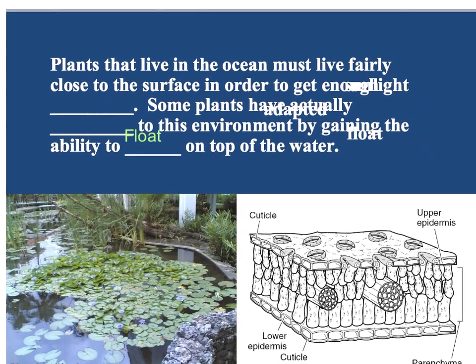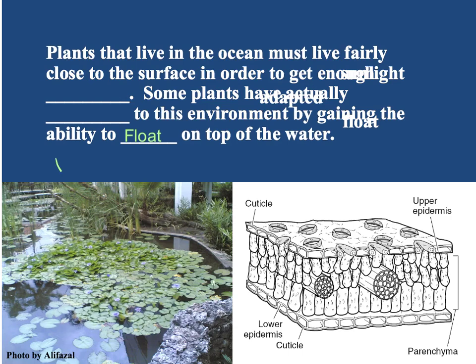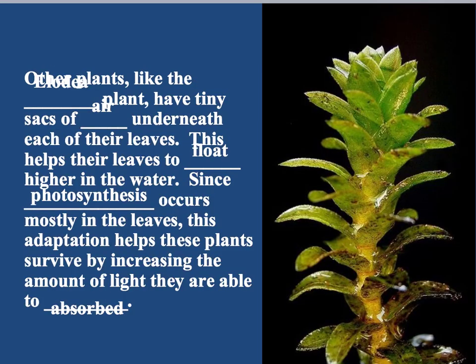They perform photosynthesis, they lack a whole lot of roots, and they have a thick cuticle with stomata just like regular plants. Other plants like Elodea have tiny sacs underneath each of their leaves to help them float. And they can still perform photosynthesis in all their leaves, and they are able to absorb the max amount of sunlight if they stay upright.